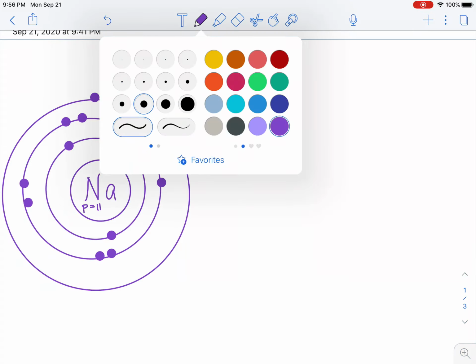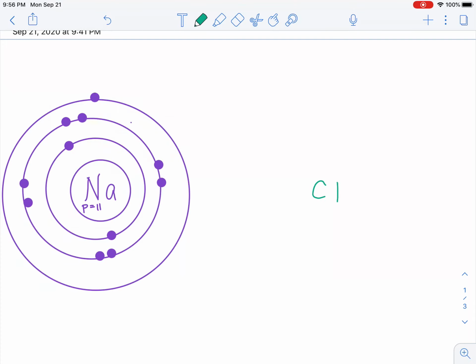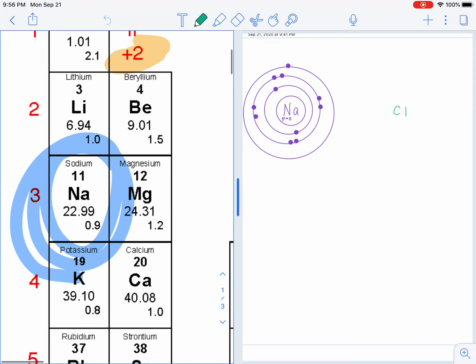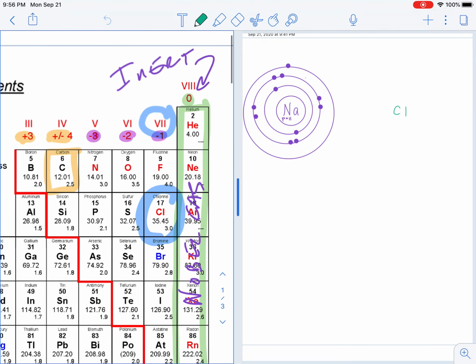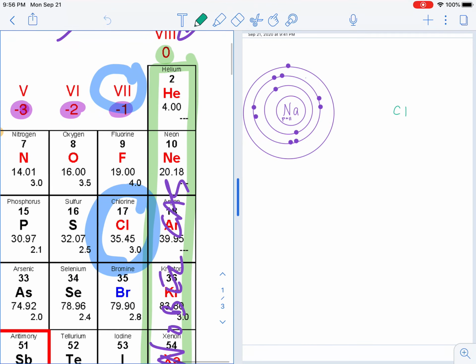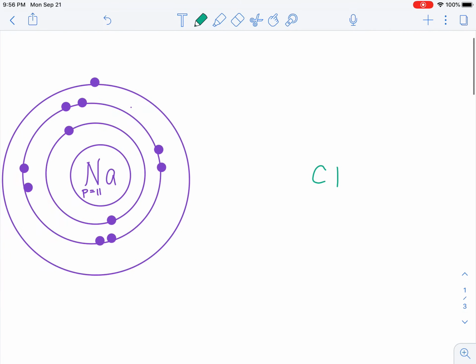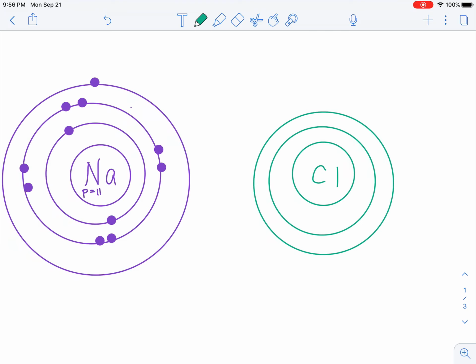All right, let's go over to chlorine, way over on the other side of the periodic table. He has, or she, not sure, 17 protons and electrons in this state. So let's go ahead and do that. Nucleus, second row.